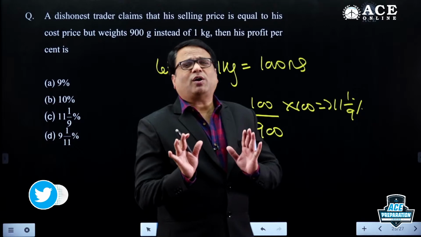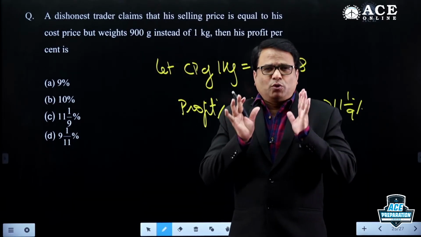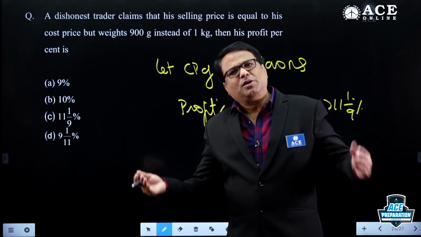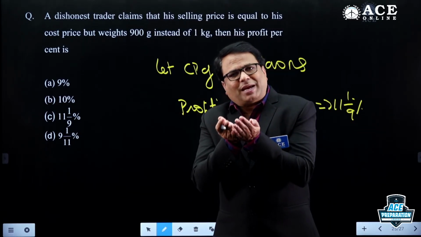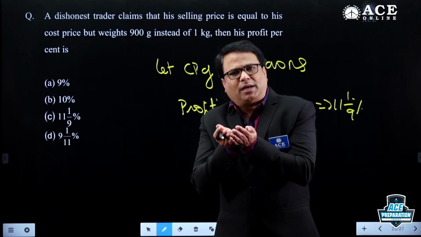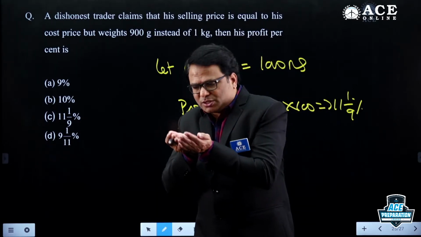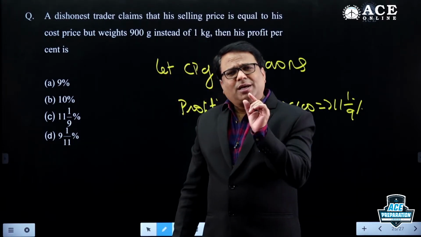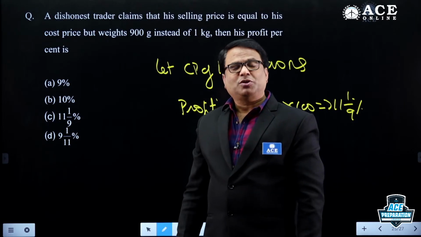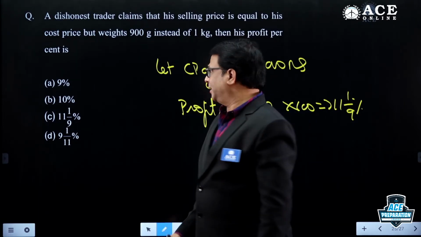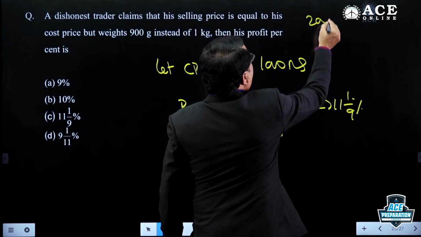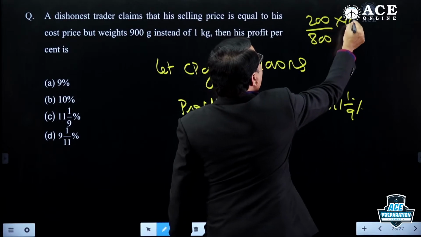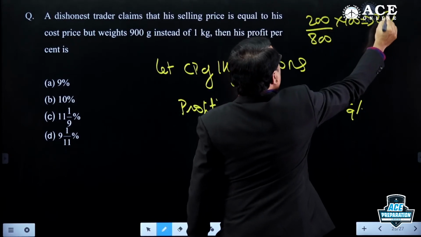Suppose he uses a weight of 800 grams for every kg, then what will be his profit percent? So I take 800 grams in my hands, so my investment is 800. And I tell my customer, this is 1000 grams, take this and give me 1000 rupees. That means I clearly make a profit of 200 rupees on an investment of 800. And when we calculate in percentage, into 100, it would be a profit of 25%.